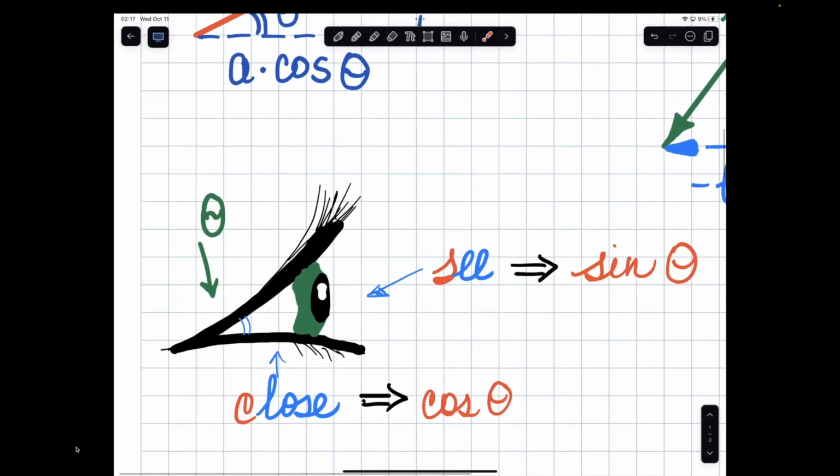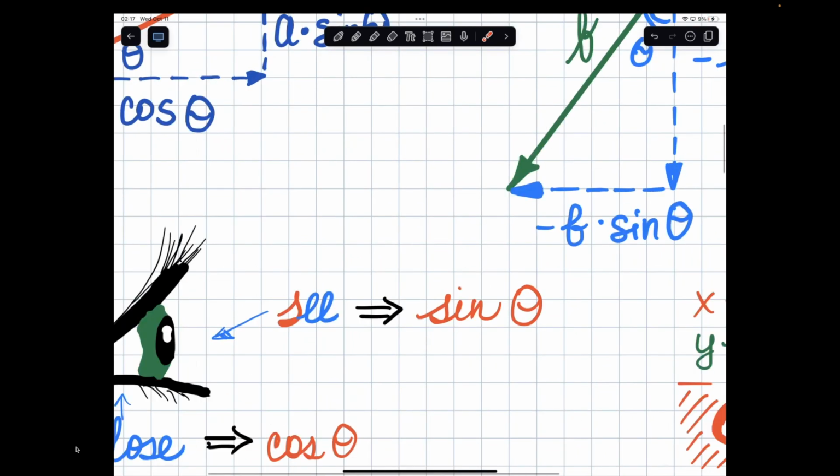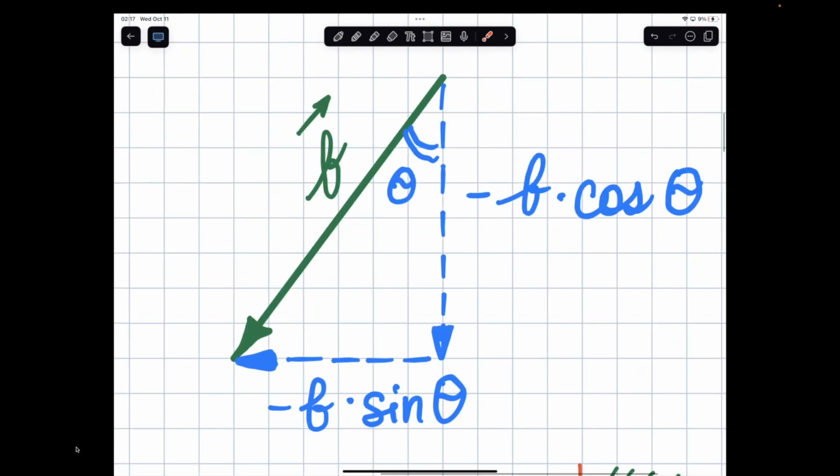So one more time, this side is where your pupil is. You see through it, therefore you will use sine. This side is your bottom lid, to which you close your eye. Therefore, you're going to use cosine for this side. Now, if you were to see a triangle that is rotated like this, nothing would change. This is still your upper lid. Your hypotenuse is the longer lid, just like in your eye. This is your upper lid, this is your bottom lid, and this is the side through which you see.